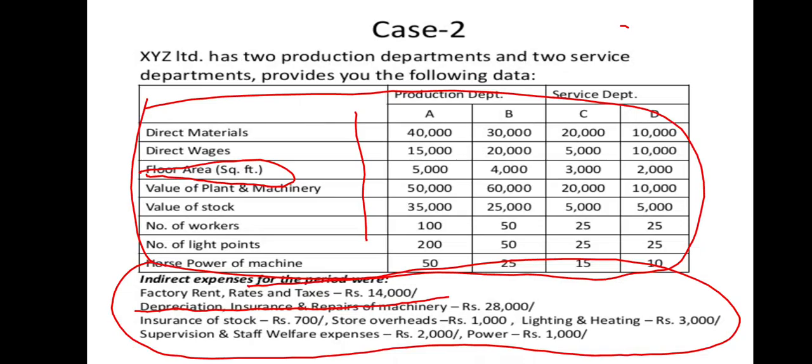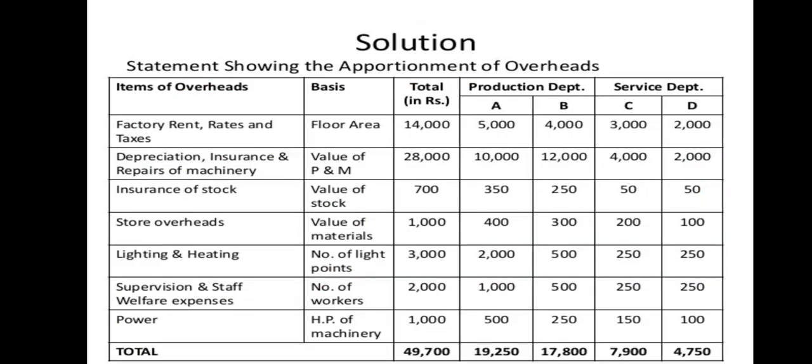Another one, depreciation, insurance and repairs of machine. Already a red line is there, so I don't want to touch it. I'm just reading it. Depreciation, insurance, repairs of machinery is 28,000. So if you have 28,000, on what basis do you need to do the apportionment? Value of plant and machinery.